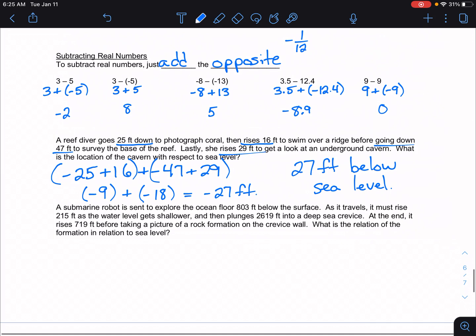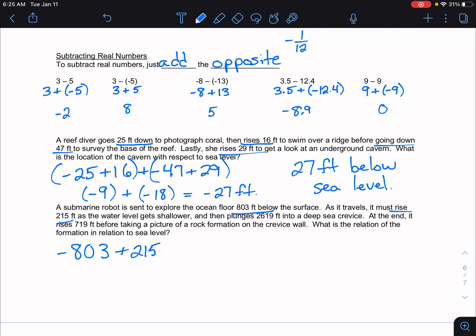Okay. Let's take a look at one more example of this. A submarine robot is sent to explore the ocean floor, which is 803 feet below the surface. So negative 803. As it travels, it must rise 215 feet, so up by 215, as the water level gets shallower. And then plunges 2,619 feet, so minus 2,619. At the end, it then rises another 719 feet before taking a picture of a rock formation on the crevice wall. What is the relative location of the formation in relation to the sea level?